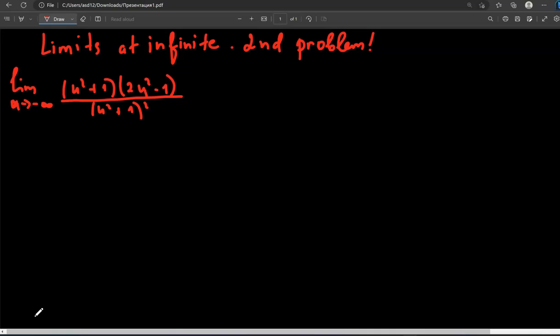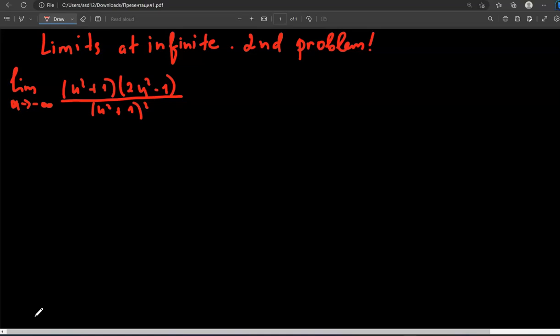We have a limit at infinity and we're going to solve the second problem. We have the limit as u approaches minus infinity of the fraction (u squared plus 1) multiplied by (2u squared minus 1), divided by (u squared plus 1), and square all of them. So first of all, what should we do?